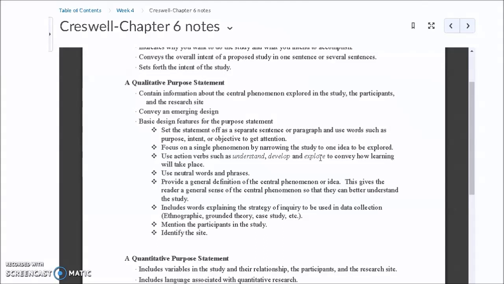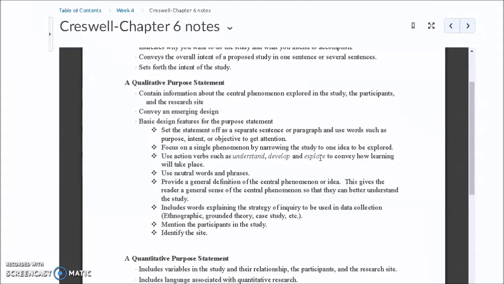Or if you want to say something like, the study aims to discover the impact. We can't use the word impact. The study aims to discover the relationship between. And so that is another way you can talk about the study. Focus on a single phenomena and narrow the study. You cannot talk about just elementary students understanding. You have to talk about what is the area within it that you are exploring.